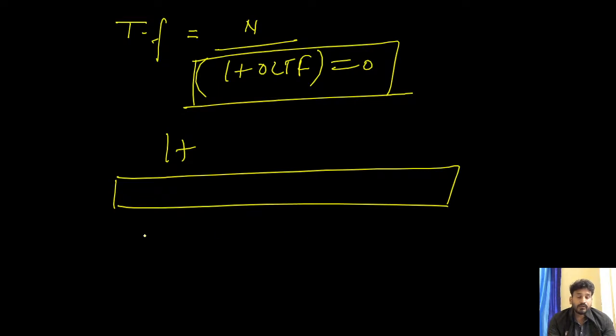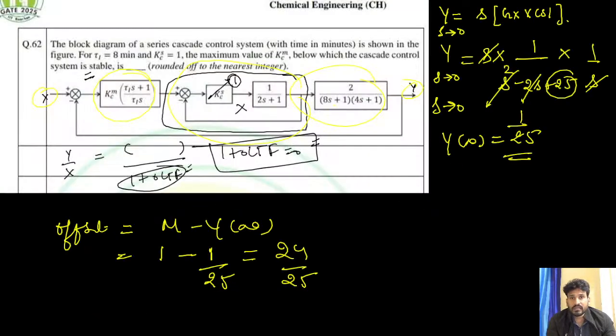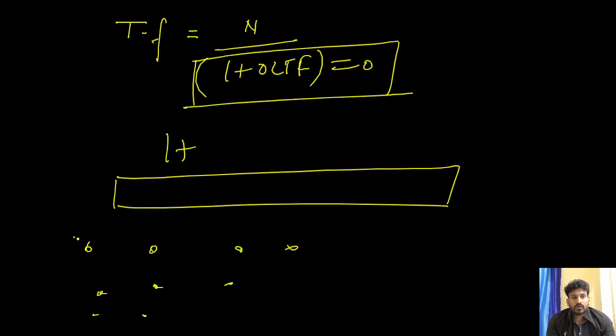Equation बना ली. उसके बाद हम क्या करेंगे? We make the Routh array. By making the Routh array, it is asking about the stability of the system. What is the value of Kc for the stable system? So the first column of the Routh array must be positive.